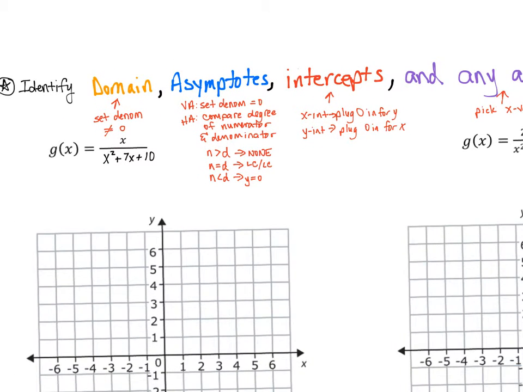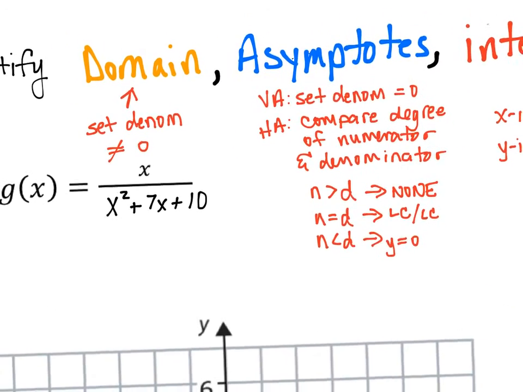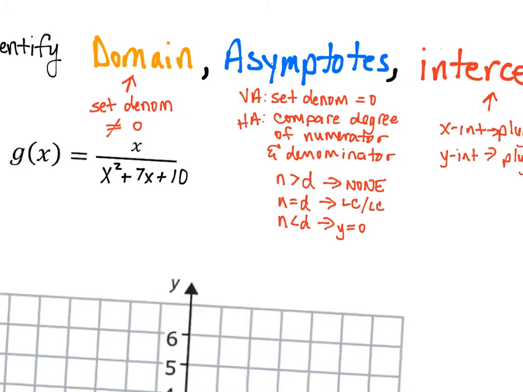I gave you kind of a visual of what we're looking for. Domain is when we set the denominator not equal to 0, remember? That in turn helps you find the vertical asymptote. Vertical asymptote, horizontal asymptote is where the graph, when you graph it, does not exist. It's those horizontal and vertical lines. How do we find the horizontal asymptote? You compare the degree of the numerator to the degree of the denominator, all that stuff. We've gone over that a bunch.